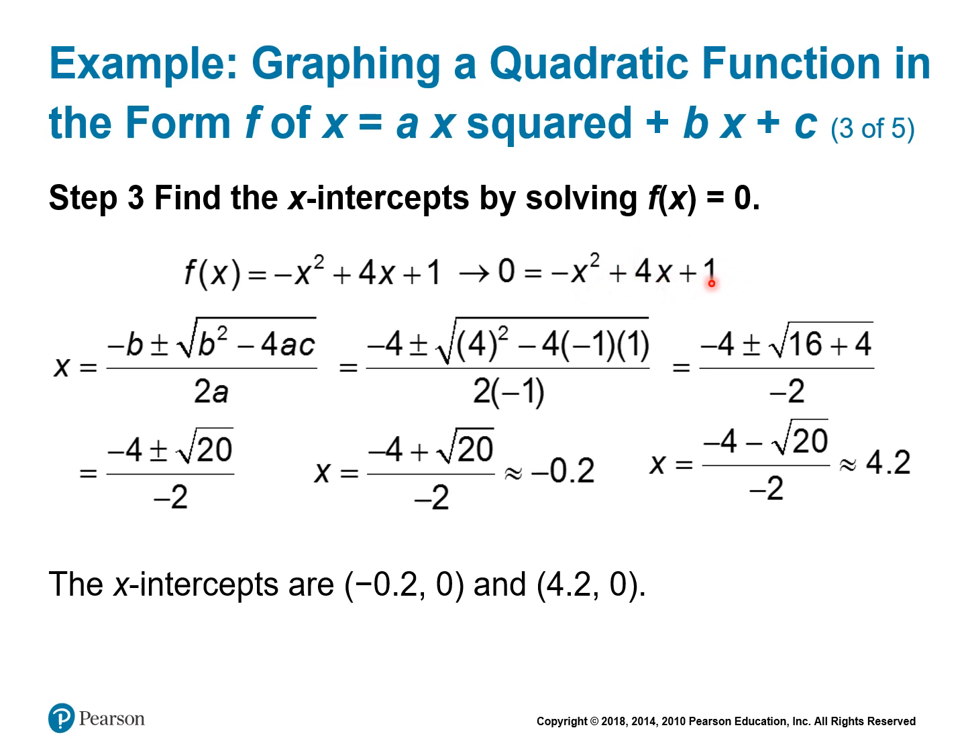Now the easiest way to solve this quadratic equation would be to use the factoring method. However, as we can see, this is not factorable. We cannot find factors of 1 which will add up to the coefficient of the middle term, which is 4.